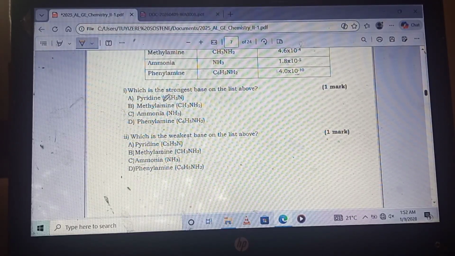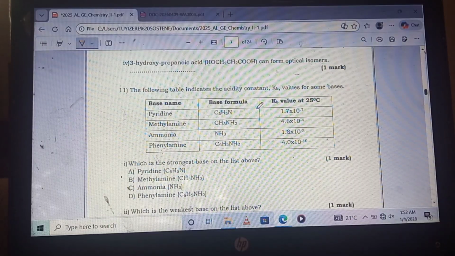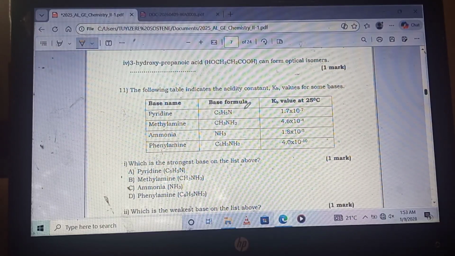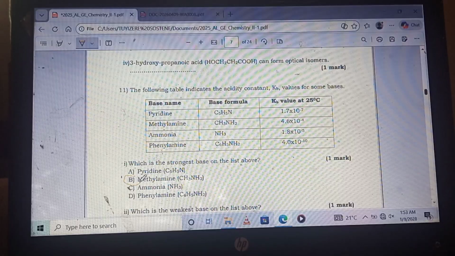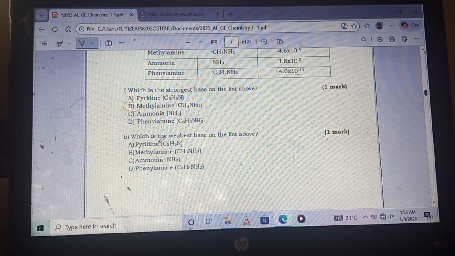I1. Which is the strongest base on the list above? The correct answer is this one, letter B, methylamine. This methylamine is the strongest base because it has the highest base dissociation constant. I2, which is the weakest base on the list above?